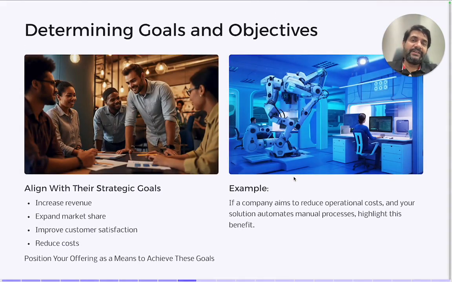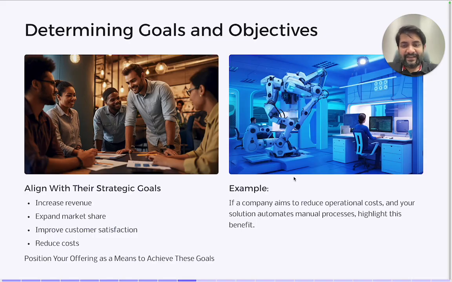Next is determining goals and objectives. Align with their strategic goals. Your goals and objectives might be different from the goals and objectives of the company or the people that you want to reach out to. So you have to determine what their goals and objectives are, and how your product and service, or you as an employee, can help them achieve their goals and objectives. They are not interested in what your goals and objectives are, right? So align with their strategic goals.